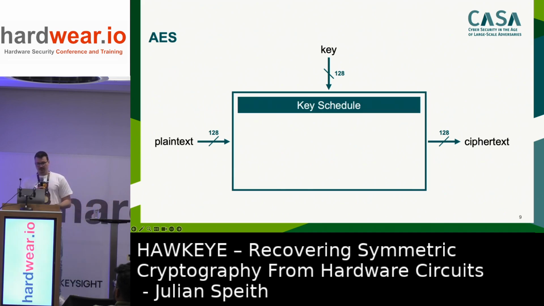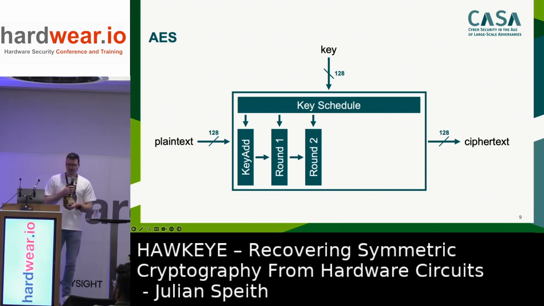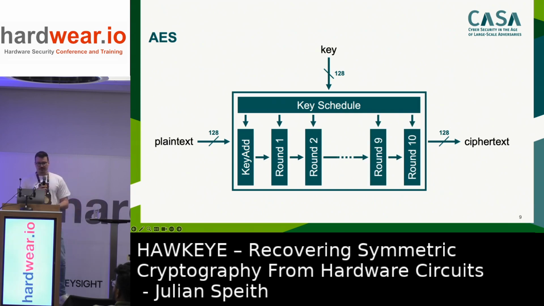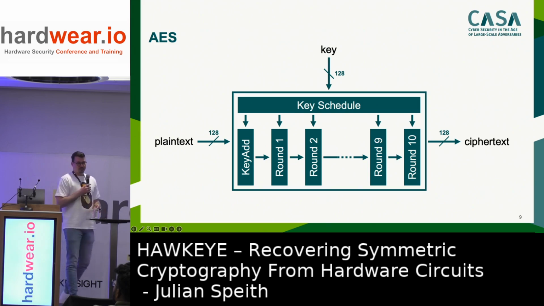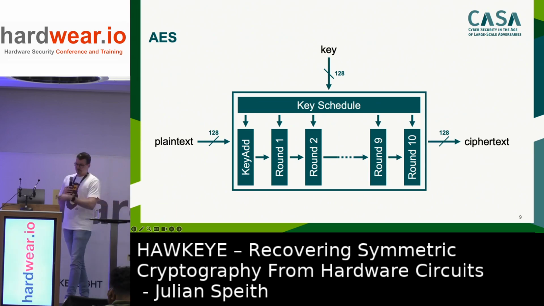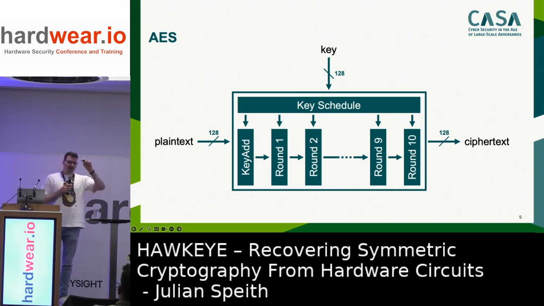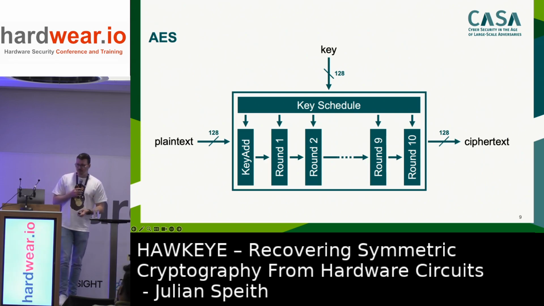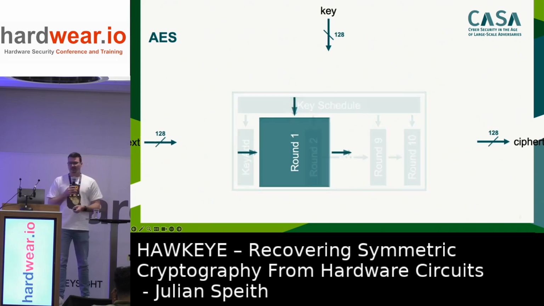Okay, looking into AES, we have some key schedule, key additions, and then a couple of rounds, 10 rounds in total. And all of these 10 rounds basically do the same operation all over again. The last round is a little exception. And then this key schedule is just responsible for taking the key and generating a fresh round key for each of these rounds. So nothing too important for us, at least in our setting here. So we are focused on the round structure.